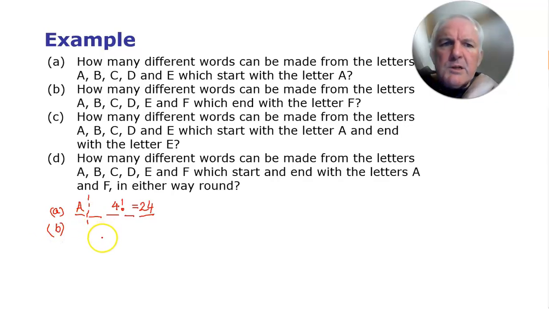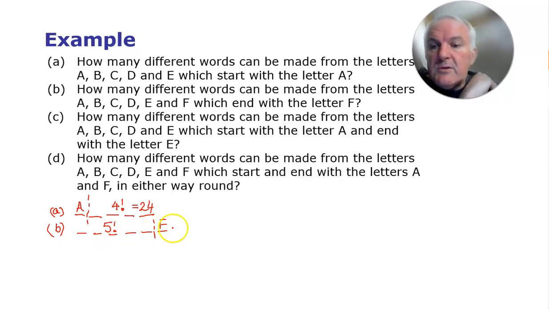B, how many different words can be made from the letters A, B, C, D, E, F? So there's 6 letters, which end with the letter F. So it's exactly the same idea. I've got 6 spaces now, but the end box is an F. So effectively, I've only got 5 letters left. You can arrange those 5 factorial ways. I'm allowed to take them all. So 5 factorial is 120.